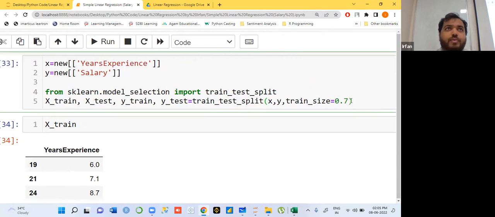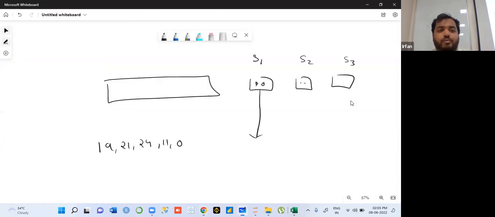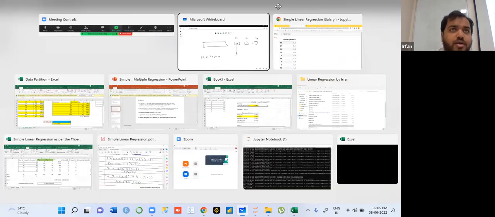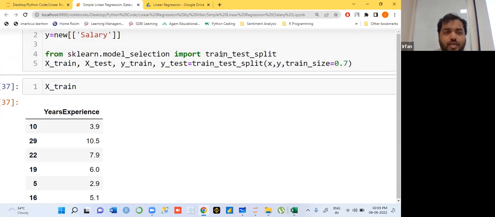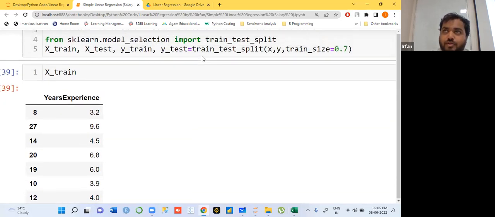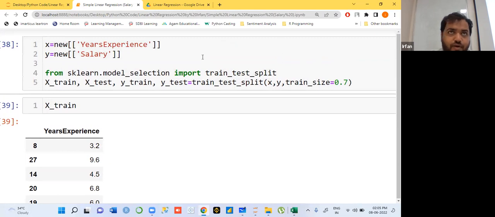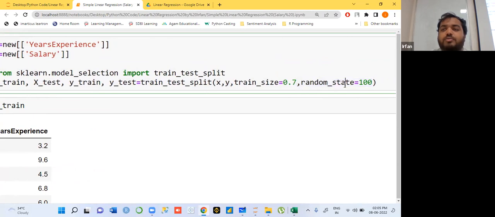No. If I keep on running the code, I'll keep on getting different data. Can you see the data has changed now? I get 10, 29, 22. Prior it was 19, 21, 24. Again, if I run, what numbers do we have? Remember, 10, 29, 22. Again I run, and the data gets shuffled again. So we don't want to shuffle data. If I don't want to shuffle, I have to use random state.